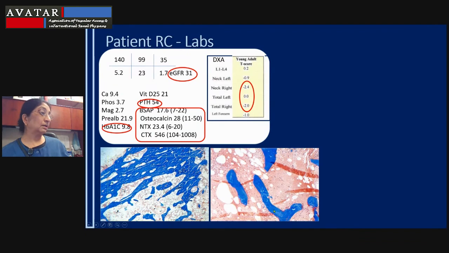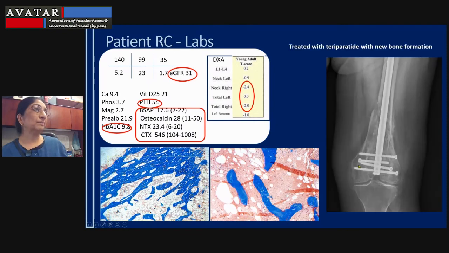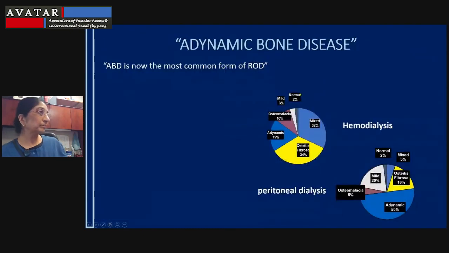It shows a decrease in trabeculae and thinning of trabeculae and decreased connectivity, a lot of cortical porosity, and trabecularization of the cortex, showing osteoporosis. We were not able to get tetracycline labeling because this was an intraoperative biopsy, but this does suggest that she had low turnover. For the low turnover, we started her on teriparatide, and this is her X-ray several months after starting teriparatide, showing evidence of new bone formation at the fracture site.